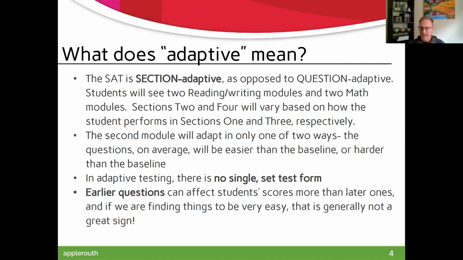So a little bit more on that. As I mentioned, the second module will adapt only one of 2 ways. Either on average, it's all going to be easier, so the lower level module, or harder. And as I mentioned, earlier questions can affect scores more than later ones. So that doesn't mean like question 3 in module 2 is worth more than question 20, but all the questions on module 1 are worth more, period, than all the questions in module 2.